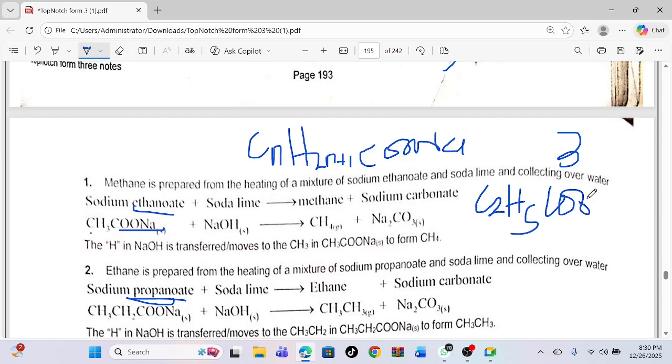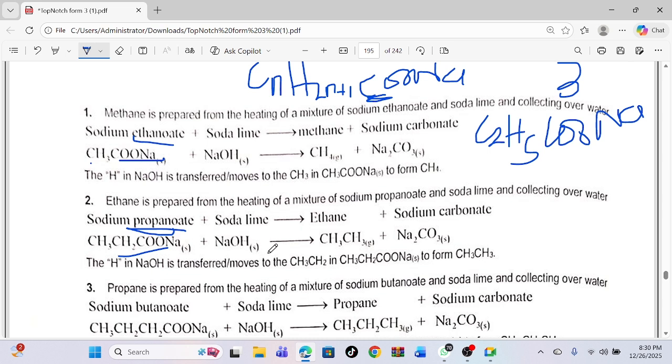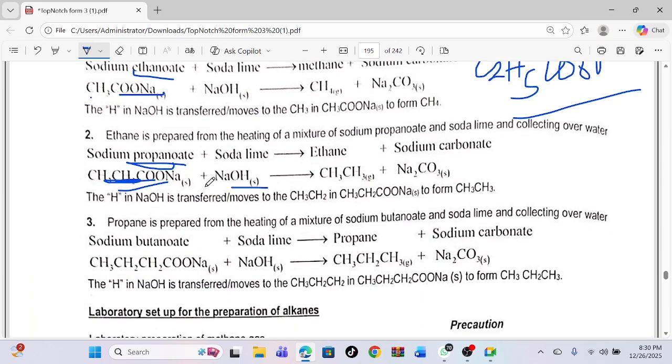Mbona nasema minus 1? Kwa sababu already 1C has been taken by hii kuna. 1C imechukuliwa na kuna. So itakuwa sasa nini? Sodium propanoate plus sodium hydroxide. Hii inaitwa structural, inaitwa condensed formula. Hata ina maana unaweza andika hivi. Still you will get a mark. So itakuwa sodium propanoate plus sodium hydroxide itanipatia nini? Itanipatia ethane plus sodium carbonate. And that's how we prepare alkane.